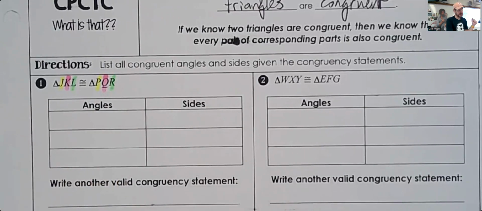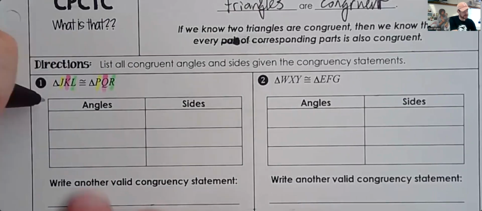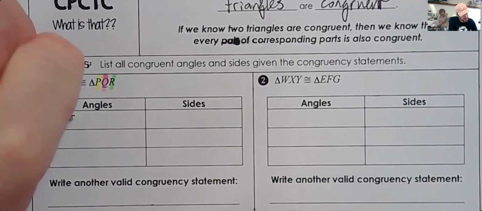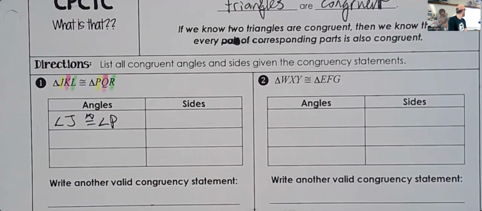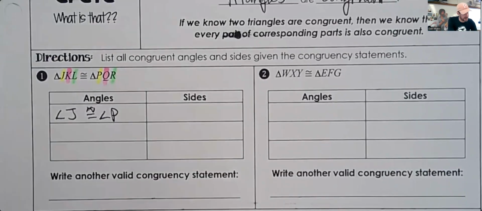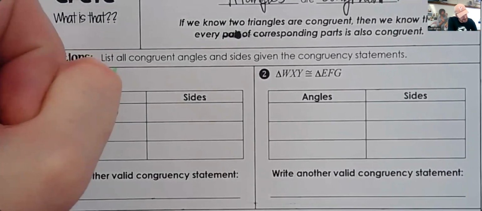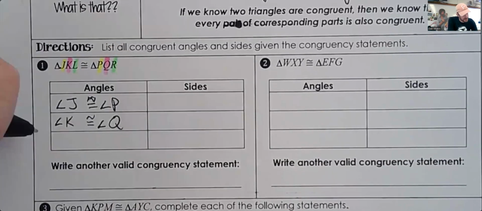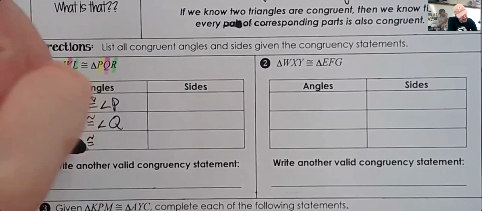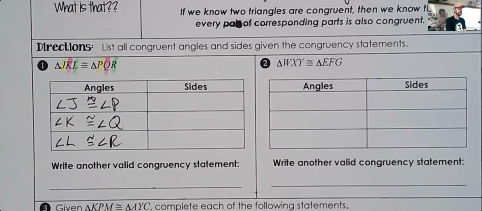So for example, in terms of angles, we would start with yellow to yellow. Angle J is congruent to angle P. And then we're going to match up pink with pink. Angle K is congruent to angle Q. And then green to green. Angle L is congruent to angle R. Any questions about that? So the literal order is how you can match up those angles.